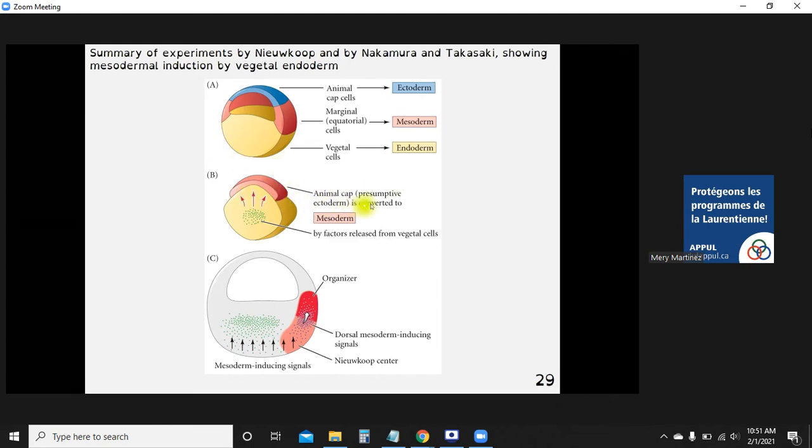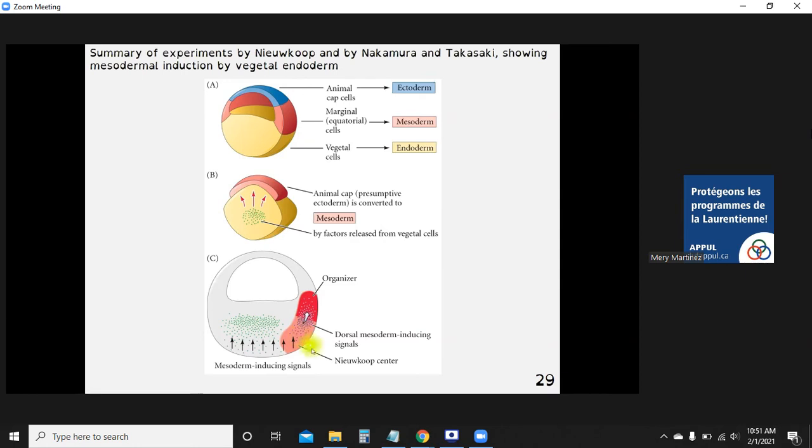Animal, which is the presumptive ectoderm, and these are the endoderm, and they have some factor to induce these cells. So the dorsal-most vegetal component specifies tissues having properties of the organizer, which we're going to call the notochord. Okay, so these are the ones that are more towards the dorsal part. The ventral and lateral vegetal cells specify non-organizer tissues. So this is what we have in this section over here.